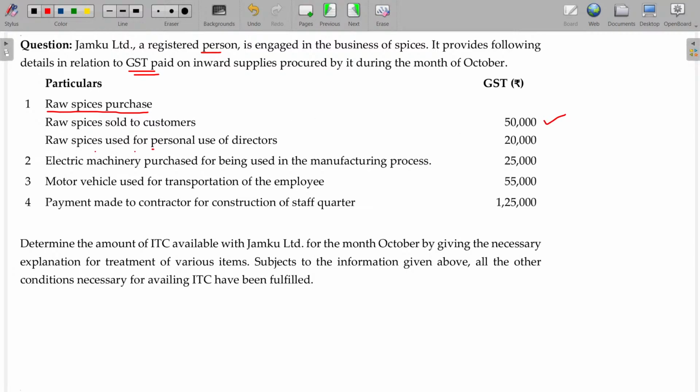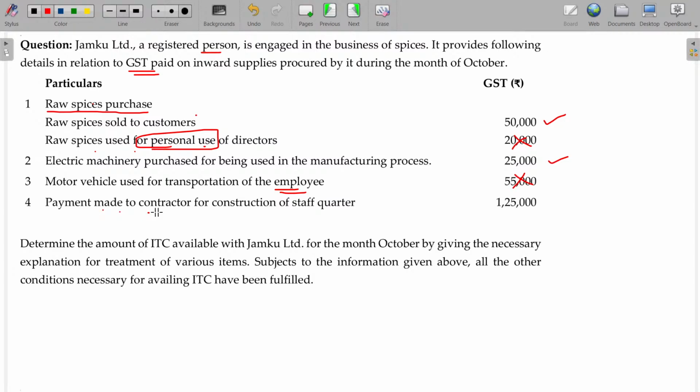Raw spices used for personal use of directors. So, this is not for business use, not eligible. Apportioned credit: you apportion the GST paid on raw spices purchase for this portion and this portion. It is already apportioned given. The GST for the raw spices used for personal uses is not available. Electric machinery purchase for being used in the manufacturing process available. This one is available. Motor vehicle used for the transportation of employees generally not available. Generally not available, up to 13.